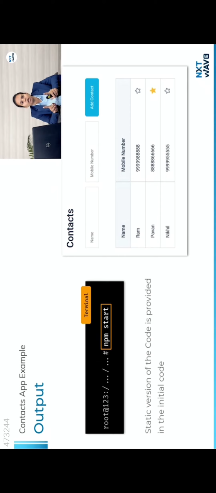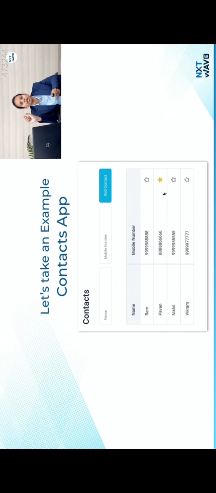This is a static version of the contacts app. You can see on the top there is name, mobile number and add contact, and in the bottom we have the list of contact items. So in this session, we are going to take this contacts app example and understand.